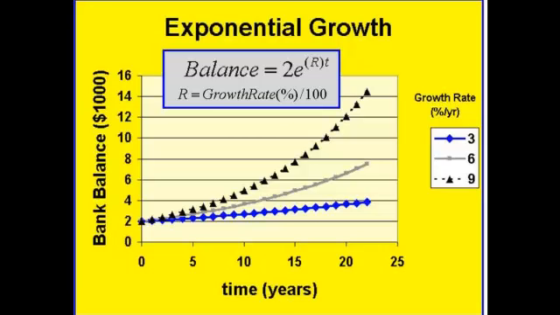When looking at the graph, you can see that it begins at balance equals 2, since at the initial time t equals 0, 2 is the initial value. Lastly, when the growth rate increases, the graph grows exponentially.